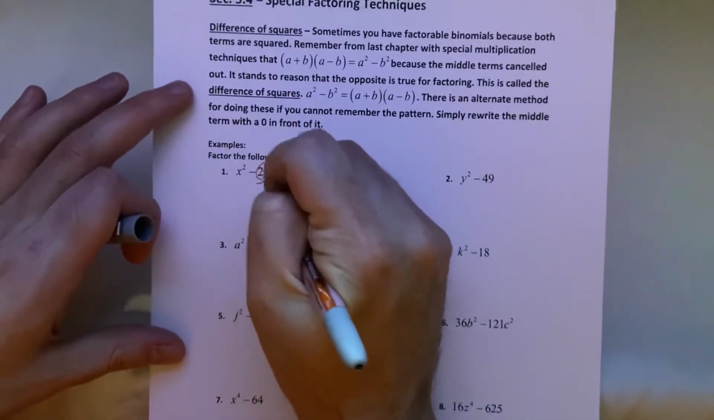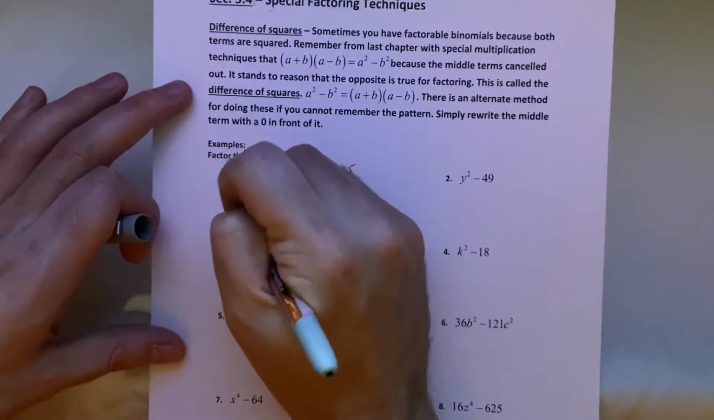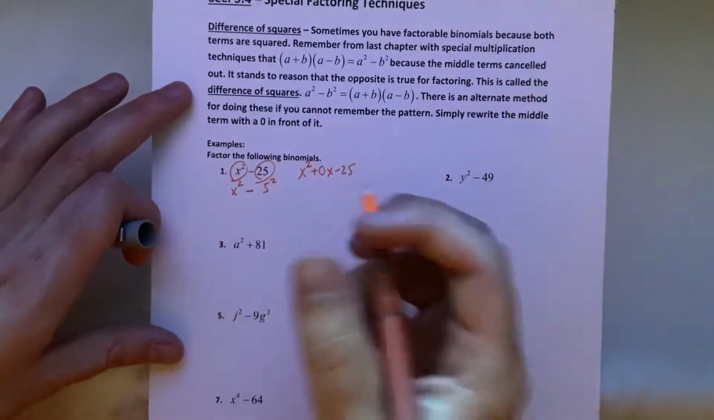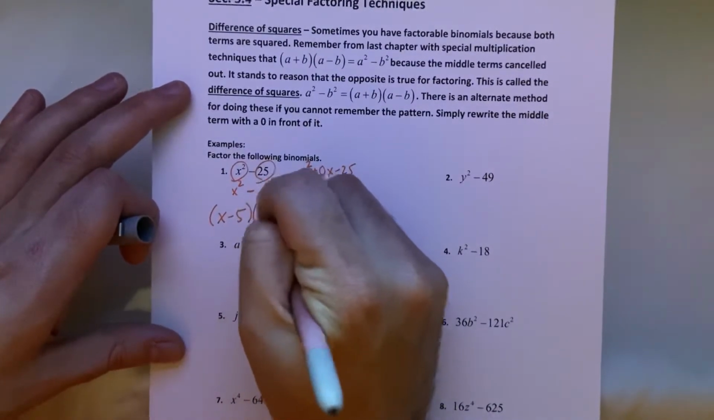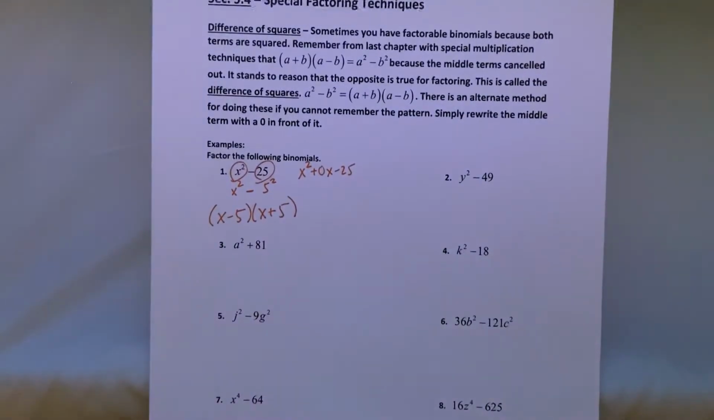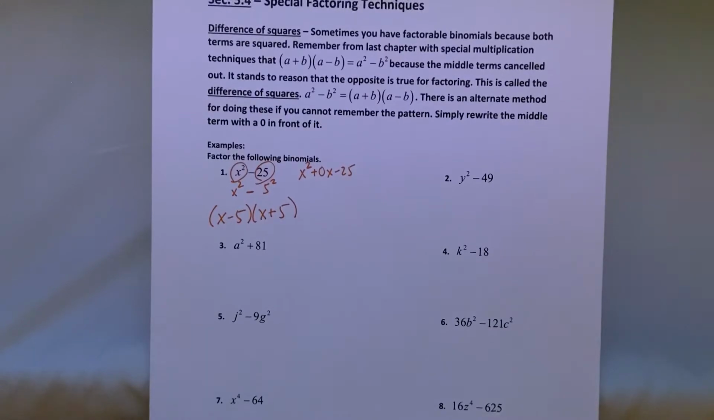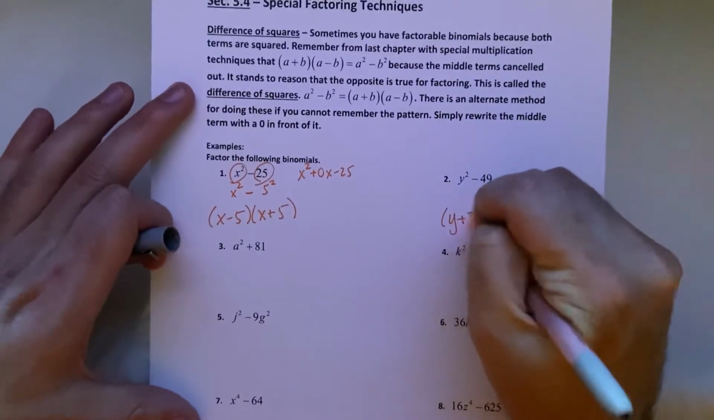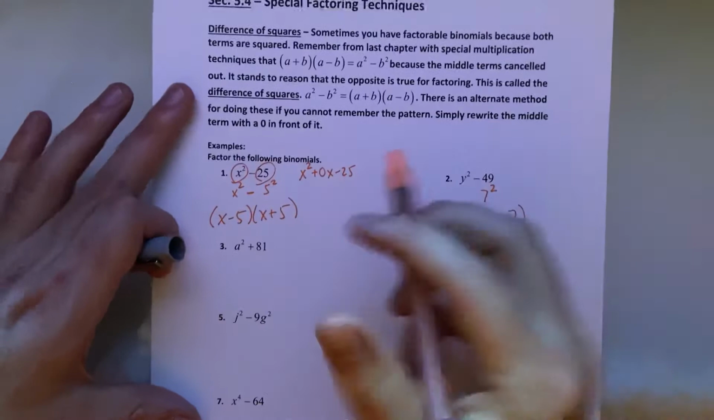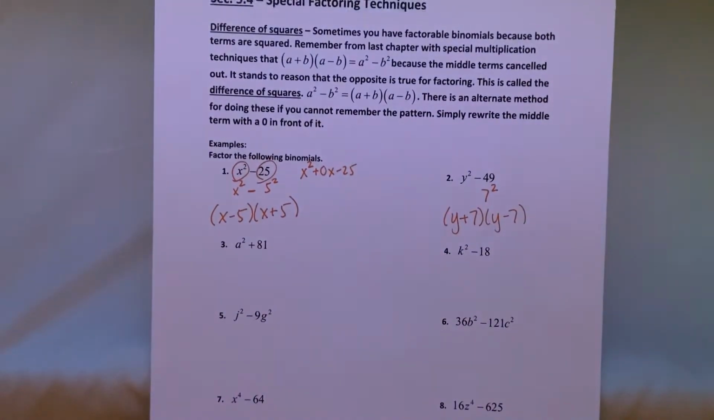Or you see this is a perfect square. It's 5 squared. This is a perfect square, it's x squared, and there's a minus in the middle. The pattern is that therefore it's x minus 5 times x plus 5. These two will make the middle terms cancel out. So this will only work if it's perfect squares, and it only works if there's a minus in the middle. So y squared minus 49, again, this is 7 squared, so this is y plus 7 times y minus 7. And if you don't like the pattern, always feel free to use the technique where you write the 0 in the middle and factor normally.